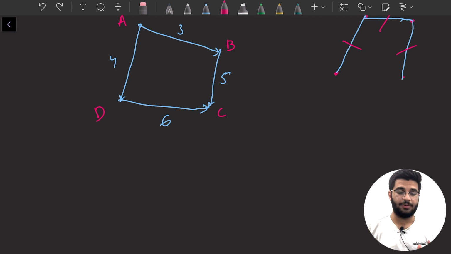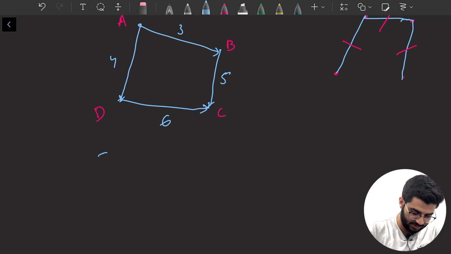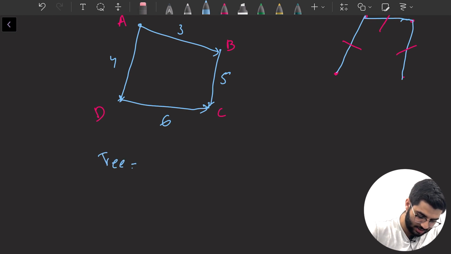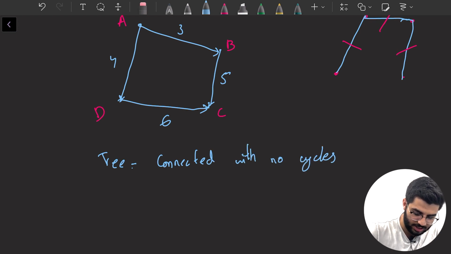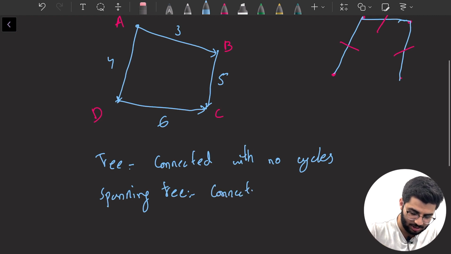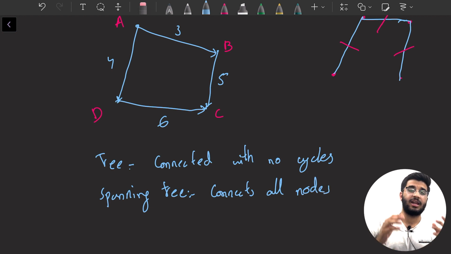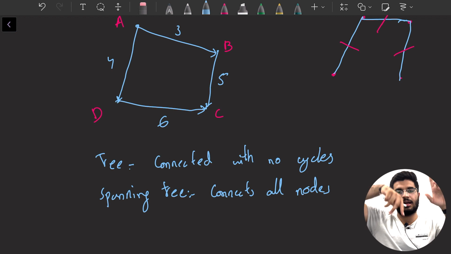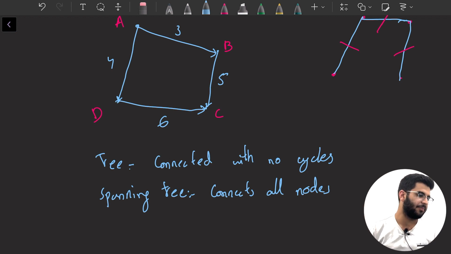A spanning tree. I'm going to write these terms out. So a tree is connected with no cycles, and a spanning tree is basically a tree that connects all nodes or vertices. If I have a tree that connects some sort of path that connects all the vertices, that's a spanning tree. Again, it cannot have any cycles, that's given in it.